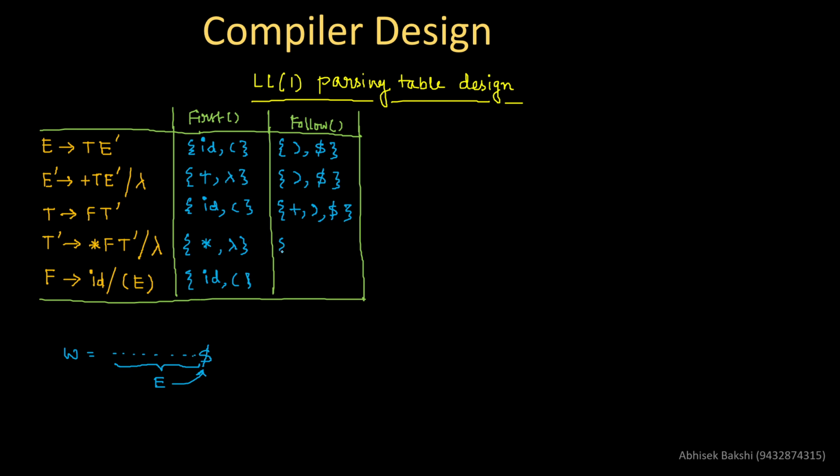Now what is follow of T dash? T dash is encountered in these two production rules. In production rule number 3, T can be rewritten as a followed by T dash. Here T dash is the rightmost character. That means follow of T dash means follow of T, and follow of T we have already seen is plus, closing brace and dollar. That means without any hesitation, I can write plus, closing brace and dollar.